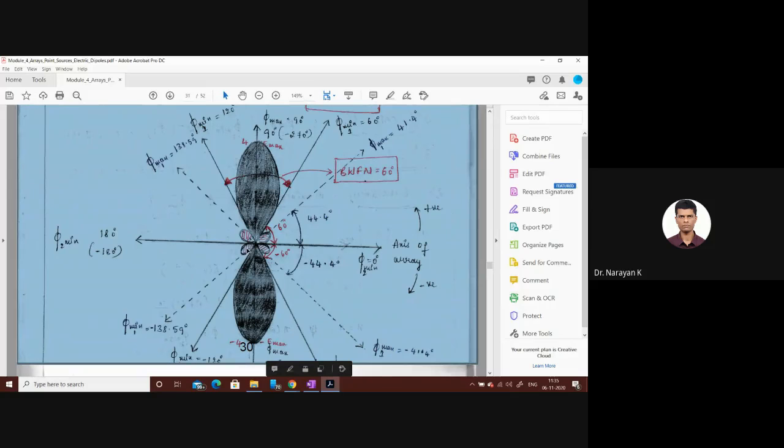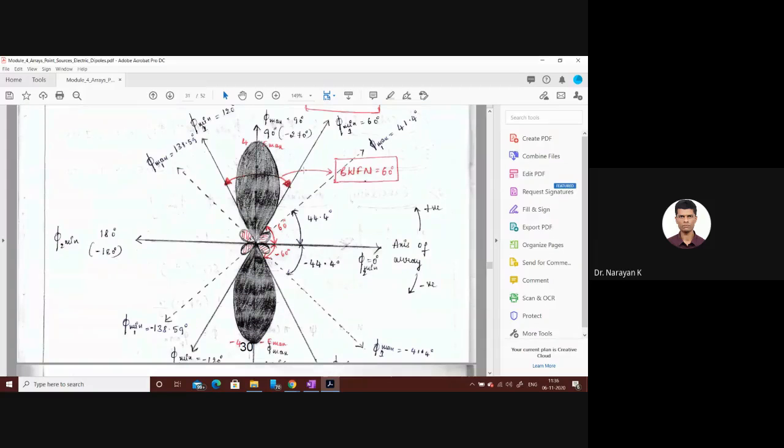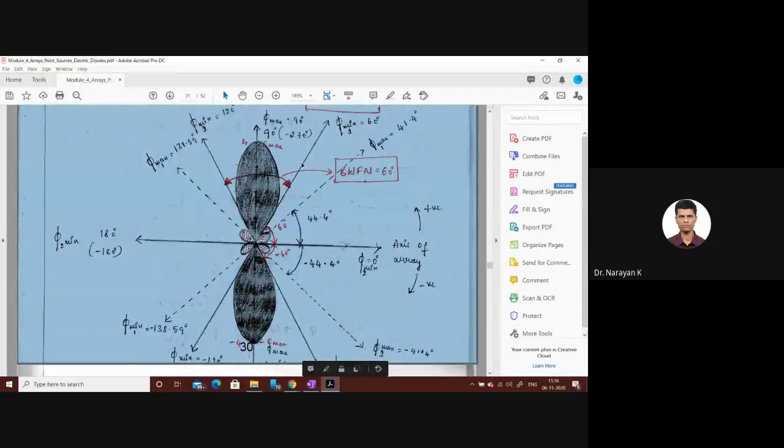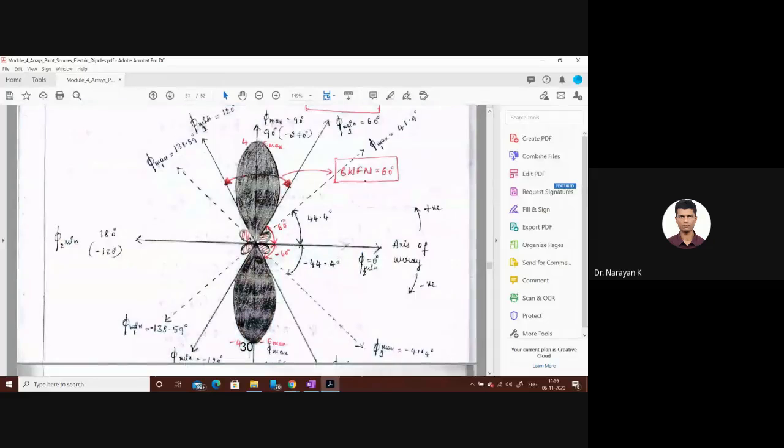Symmetrical on that side, you have to draw minus 41.4 degrees. So this radiation will come on both sides. What will be the beam width between first nulls? This is your no radiation, this is your no radiation, at 120 degrees and 60 degrees. So what is this BWFN? It is 60 degrees between this and this, because this is symmetrical.